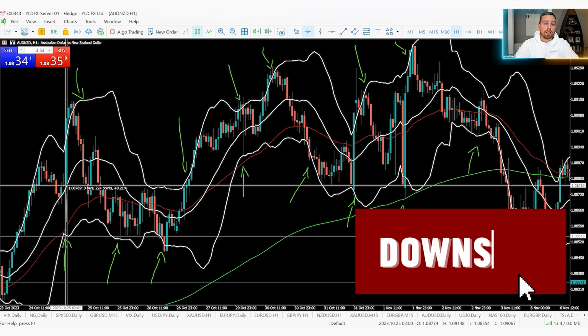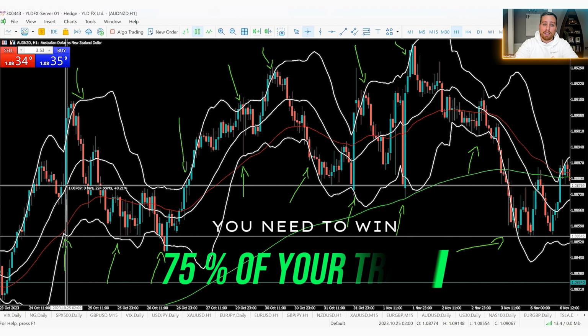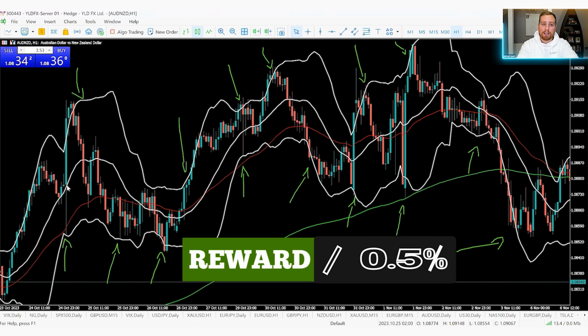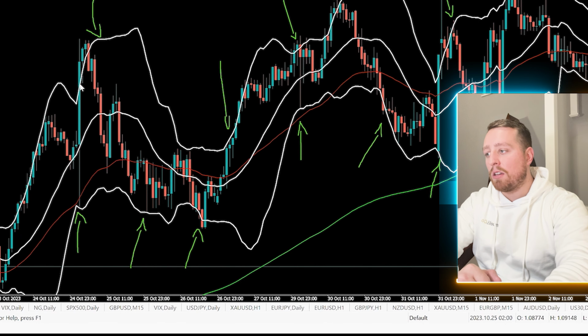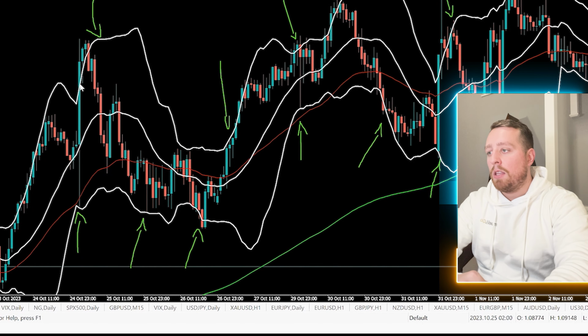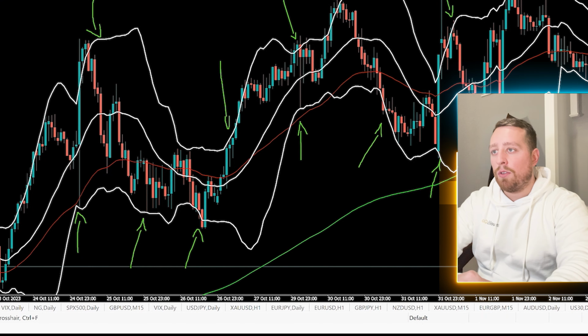The downside to doing that is obviously it means that you need to win 75% of your trades if you're only risking 1% for a 0.5% gain. If you're targeting the opposite side and you're achieving a 1-to-1, then you have to win at least half of your trades. So you can see how the risk metrics are completely different. The other way of doing it is as follows.